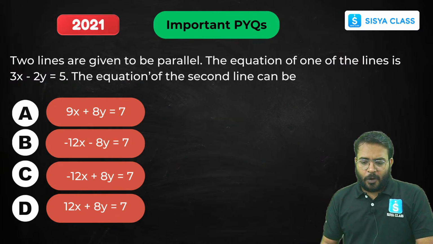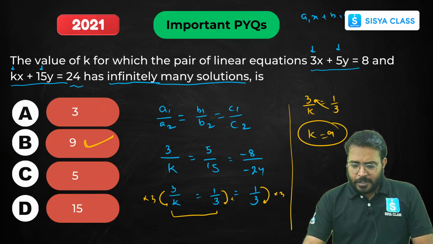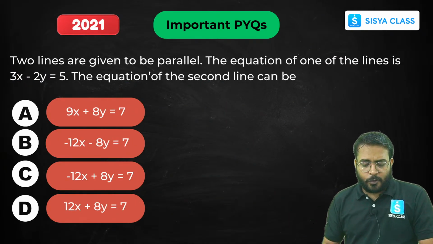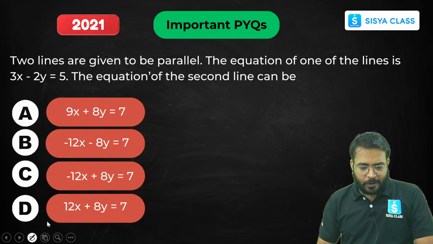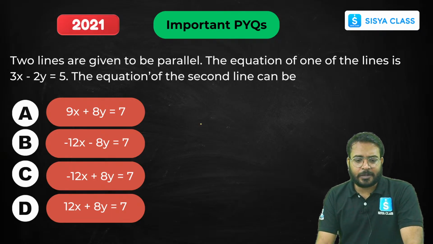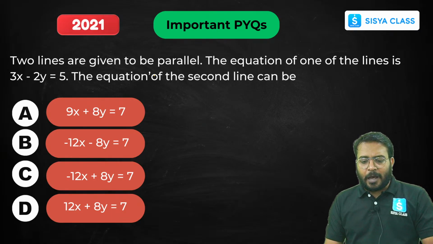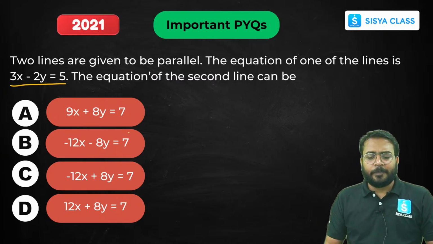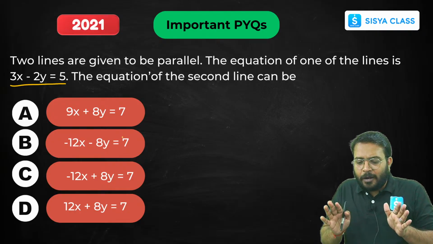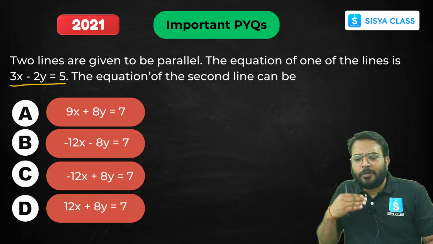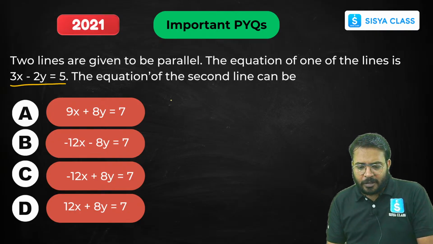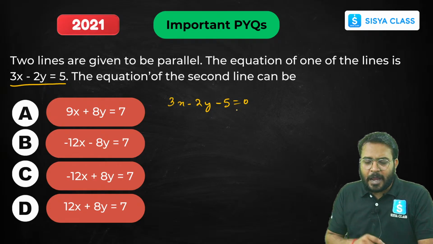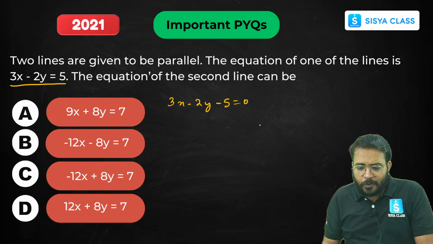Now this question was again asked in 2021. Can you see here? What is the question they are asking? They are asking that these two lines are given to be parallel. This line and one more line are going to be parallel. So one equation has been given, and you need to find the second equation. What is the first equation? The first equation is 3x minus 2y minus 5 is equal to 0. This is my first equation and I need to find my second equation.